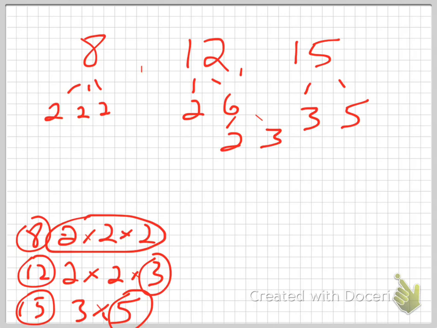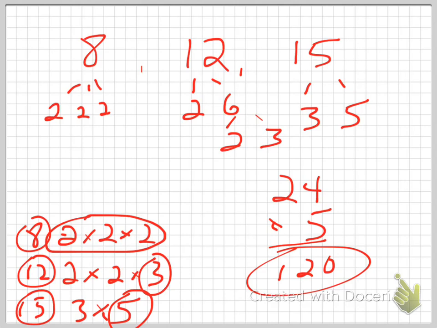Okay. What is 2 times 2 times 2? 8. 8 times 3? 24. What is 24 times 5? 120. My answer is 120.